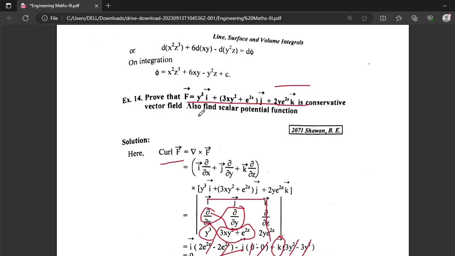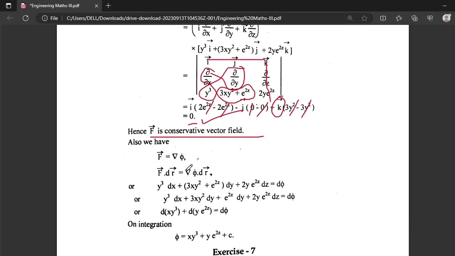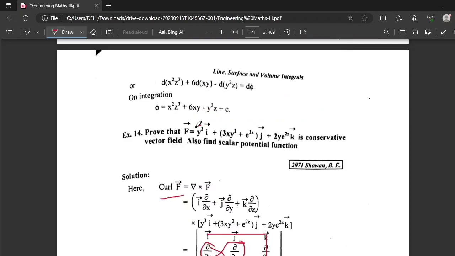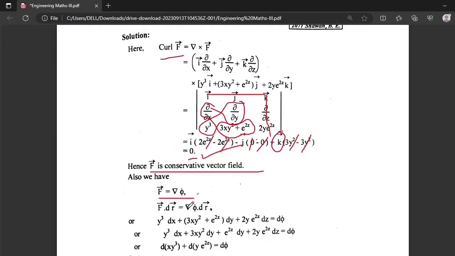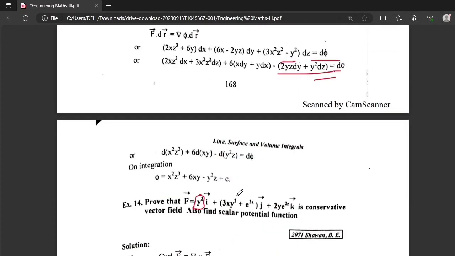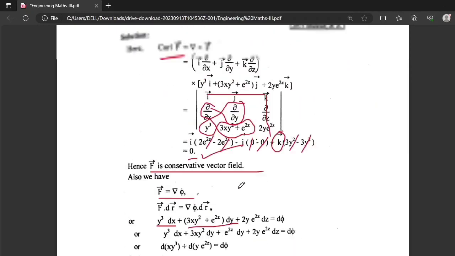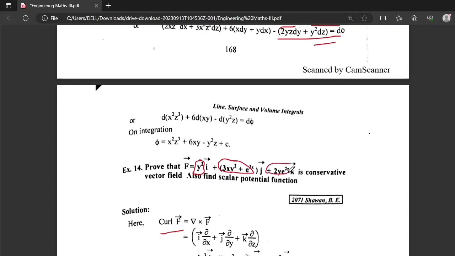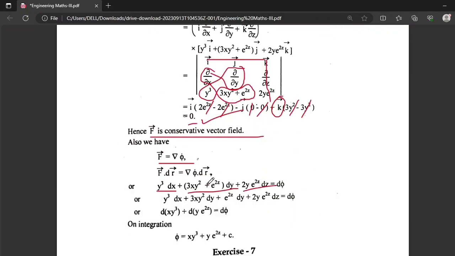Now we have to find scalar potential function phi. To find this, we have f vector is grad of phi, so taking dot product with dr vector on both sides, we get f vector dot dr is y cube dx plus 3x y square plus e to z dy and 2y e to z dz, and grad phi dot dr vector is simply d phi.